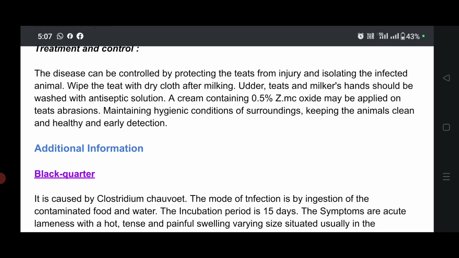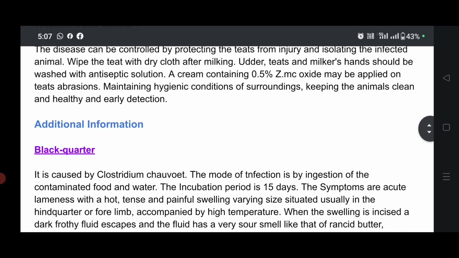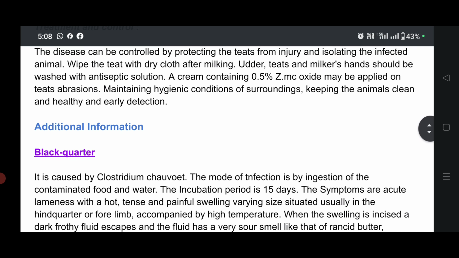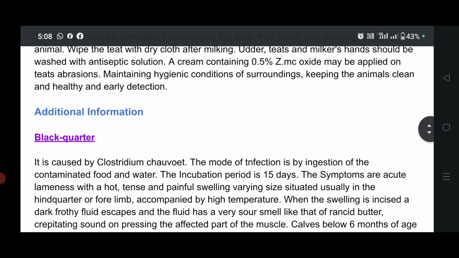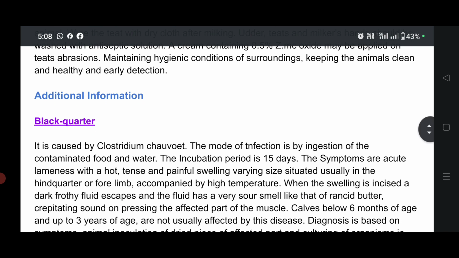The incubation period is 15 days. The symptoms are acute lameness with a hot, tense and painful swelling of varying size, situated usually in the hindquarter or forelimb, accompanied by high temperature. When the swelling is incised, a dark frothy fluid escapes, and the fluid has a very sour smell like that of rancid butter. There is a crepitating sound on pressing the affected part of the muscle.